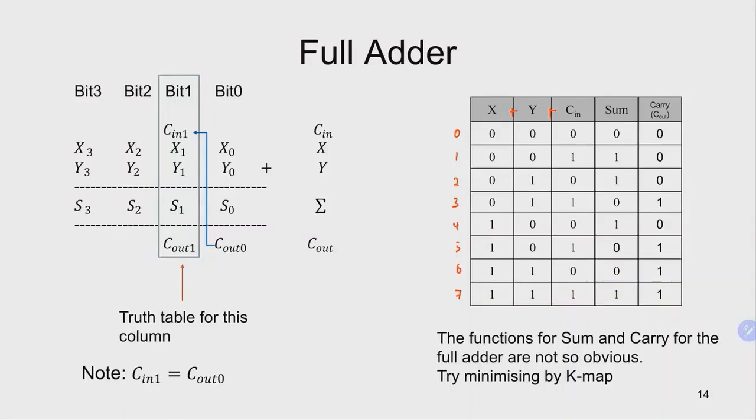Okay, so this is our truth table. So again, we have 2 outputs, the sum and the carry. And now we have 3 inputs. So we have a truth table, a 3 variable truth table. We can put it into K-maps and minimize the functions.